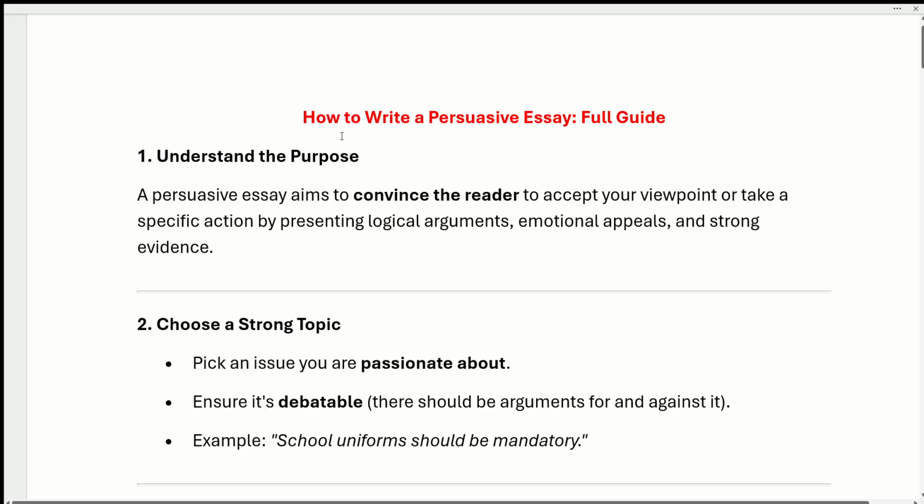Today we're going to be doing the topic about persuasive essays. So I've got a guide written up here and we're going to be going through it.